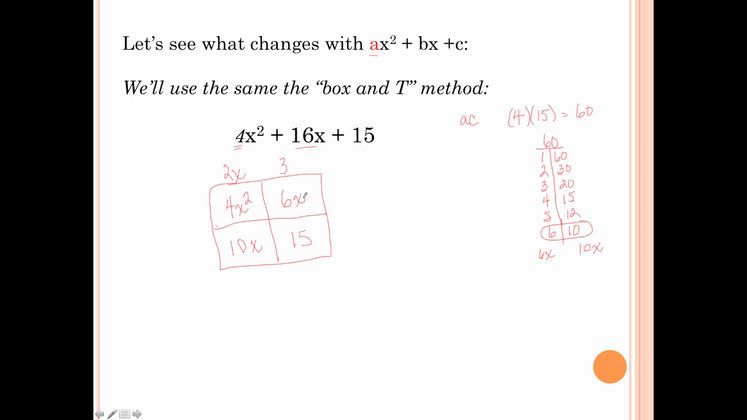Going in this direction, I need to find my greatest common factor of 4x squared and 6x. Well, I've got a 2 in both of these and an x in both of these, so my greatest common factor will be 2x. And in this direction, my greatest common factor is 5. So my two binomials that will multiply to give me this trinomial are 2x plus 5 and 2x plus 3.